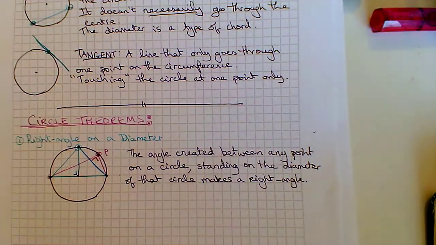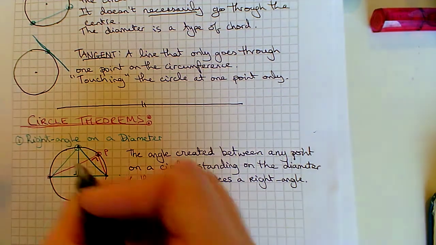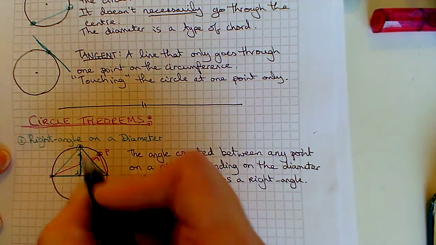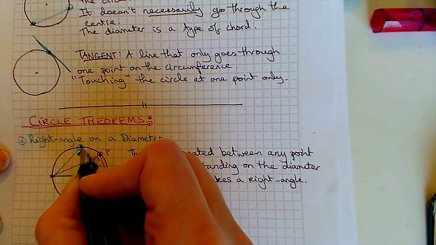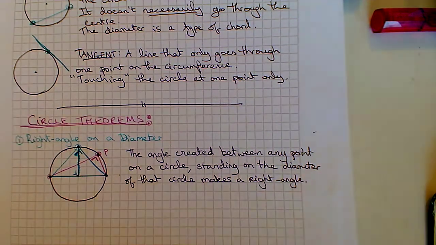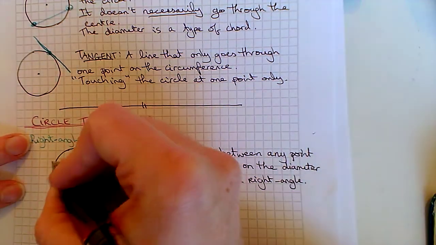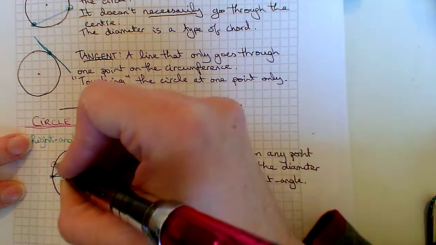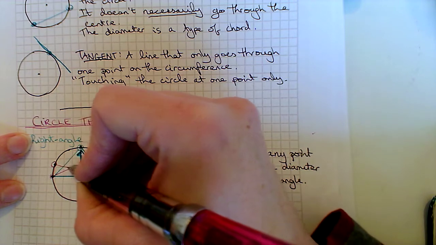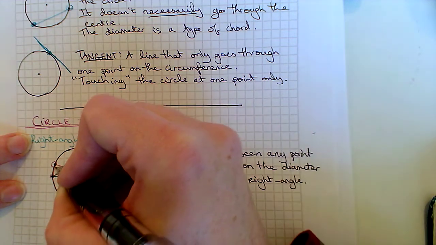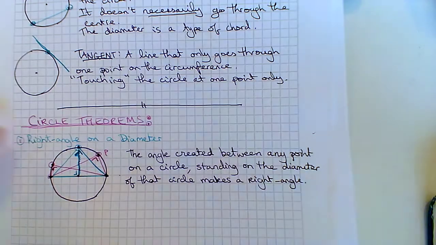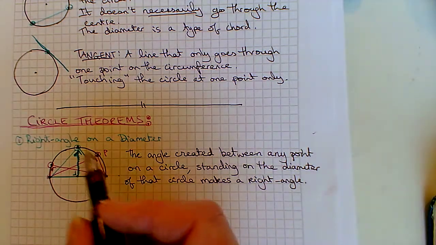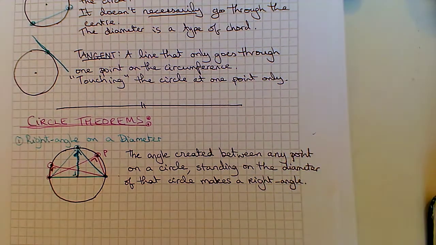I should just scribble that out. Sorry, that was my mistake there. That's going to make a right angle. If I pick a point all the way over here, even really, really close to one of the other endpoints, it will make a right angled triangle, always. So all of those will always make a right angled triangle, regardless of what point I pick. So that's the first circle theorem that we need to know.